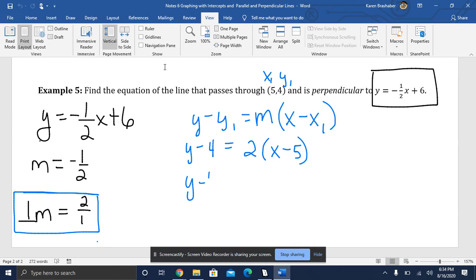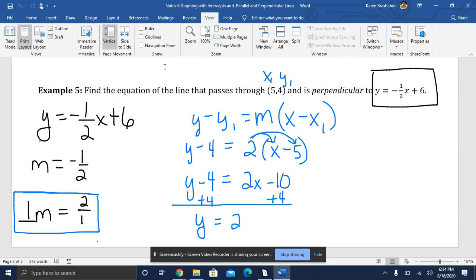I can distribute the 2 to get rid of the parentheses, making 2x. And then 2 times negative 5, which would make negative 10. And then adding 4 to both sides of the equal sign, my new equation, y equals 2x minus 6. And that, again, is the equation of a line that's perpendicular to the original line. So if you'll notice, the slopes are opposite signed and reciprocals.